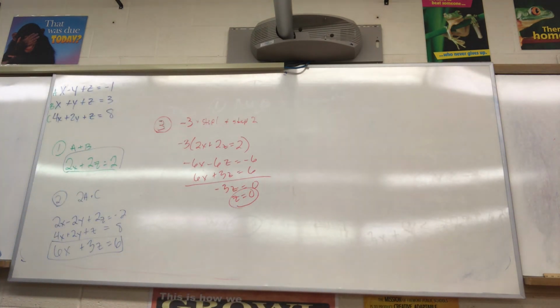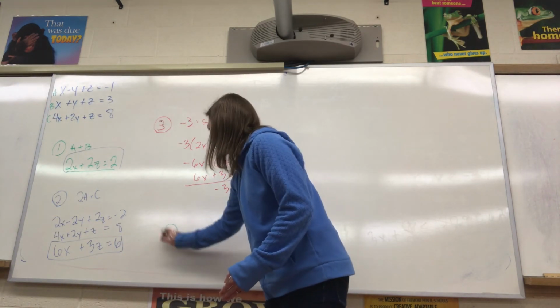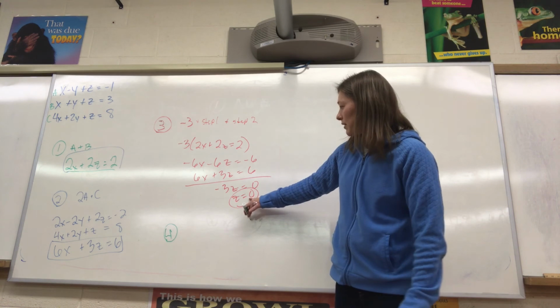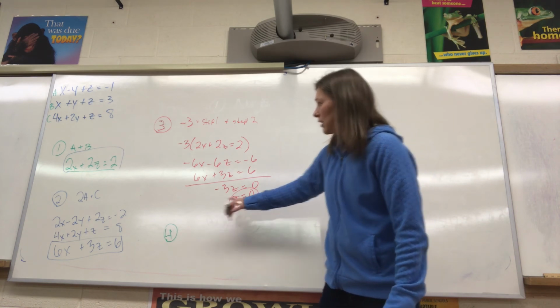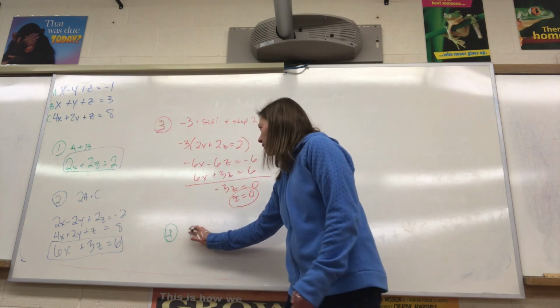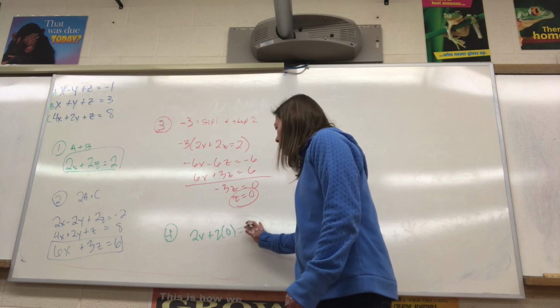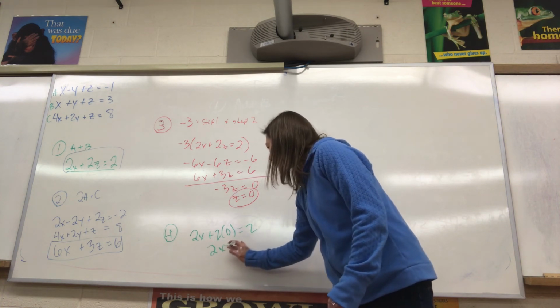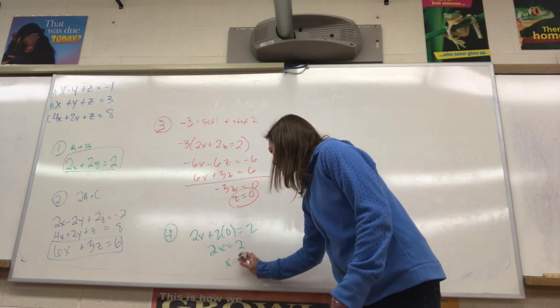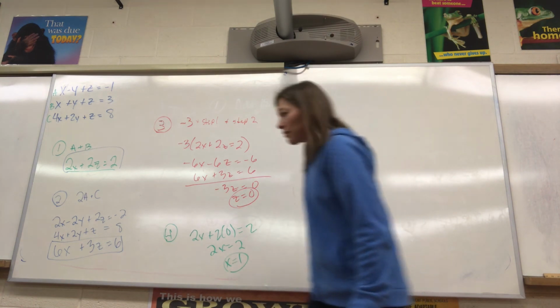I'm going to go back, grab another marker. Now my step 4 is I'm going to plug 0 in for z in one of these 2 equations. So if I use step 1 and I plug 0 in for z, I've got 2x plus 2 times 0 equals 2. So 2x equals 2, and so then x equals 1, right? So now I already have 2 variables. Now I just have to find the y.